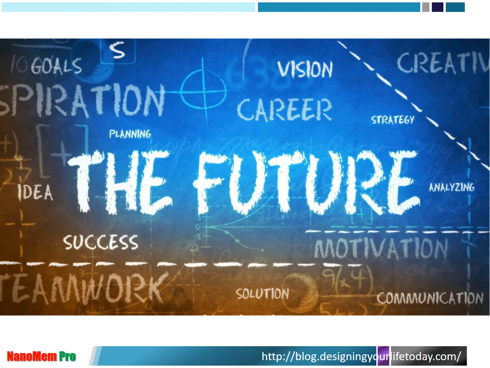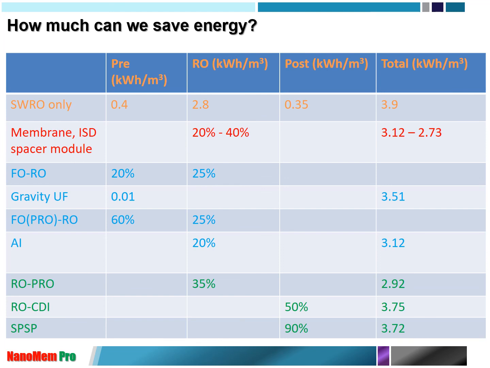And the last section is the future, which is unpredictable for reverse osmosis. So let me summarize my talk today. We discussed the energy saving, how much we can save. This is the very typical RO energy consumption: pre-treatment, reverse osmosis, post-treatment, total 3.9 kilowatt hour per cubic meter. When you apply membrane IST spacer, you can achieve 20 to 40% saving overall, which will give 3.1 kilowatt hour per cubic meter.